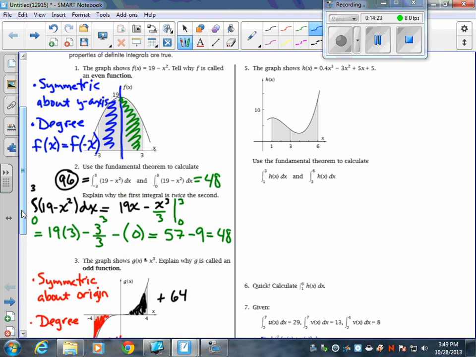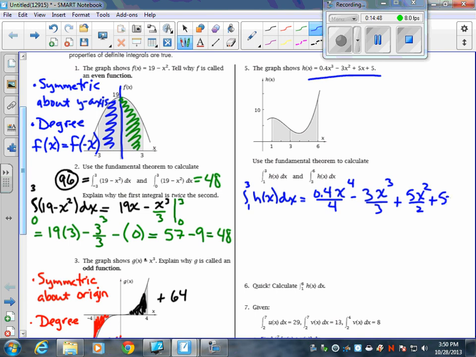So the first one, 1 to 3. Again, I'm taking an antiderivative, and I'm looking up here. So that's 0.4. My constant stays. X is raised to the fourth divided by 4. Minus my constant 3 stays, x to the third divided by 3, plus 5x squared divided by 2 plus 5x. Straight vertical line to indicate I have not taken the antiderivative yet, and then I have my bounds.